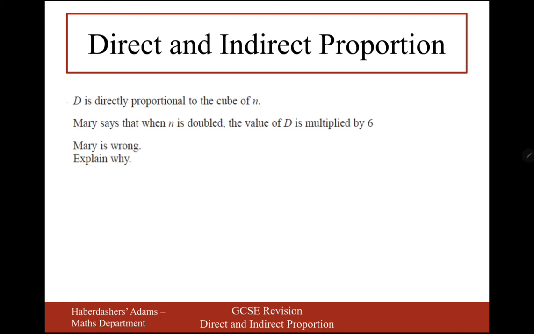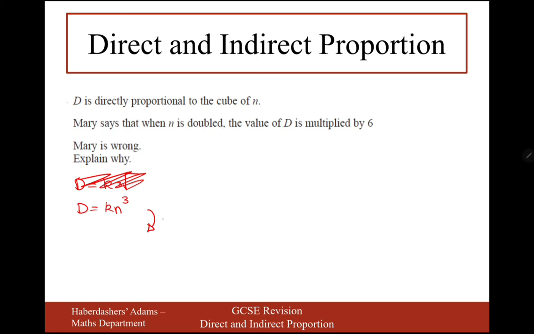Okay, so d is directly proportional to the cube of n. So let's write out the formula. D equals k times the cube root. So no, not the cube root, just the cube of n. D equals k times n cubed. Mary says that if n is doubled, the value of d is multiplied by 6. Mary is wrong. Explain why.